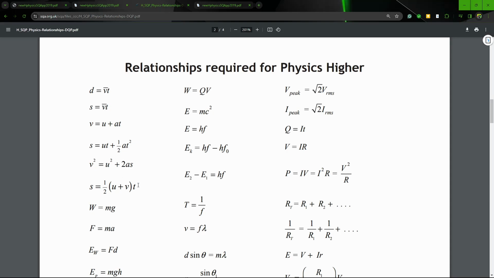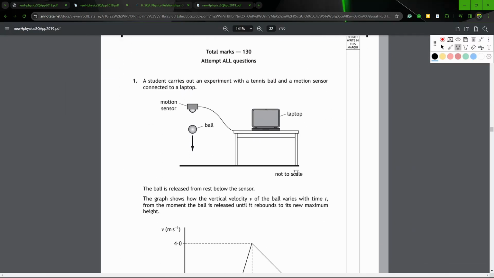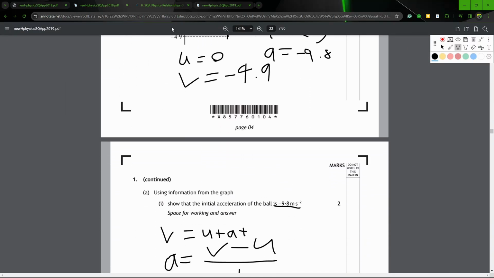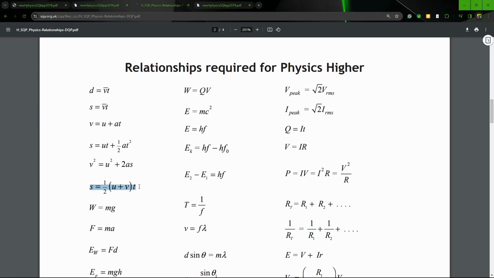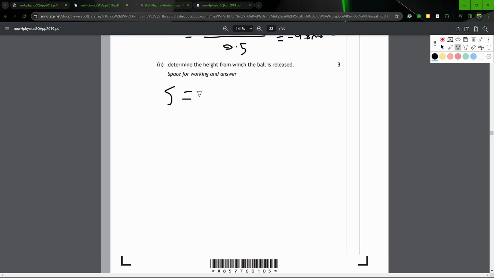In fact, it might be preferable because if this wasn't a show that question and you actually had to calculate the acceleration, you didn't know what it would be, this won't be preferable because you wouldn't need to know the acceleration. But I'll just pick the top one. So s equals ut plus 1/2 at squared.